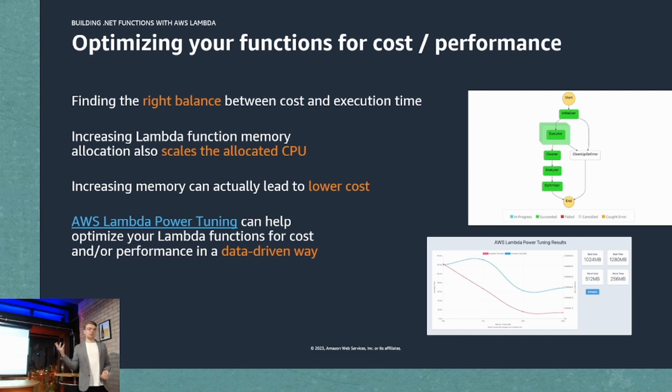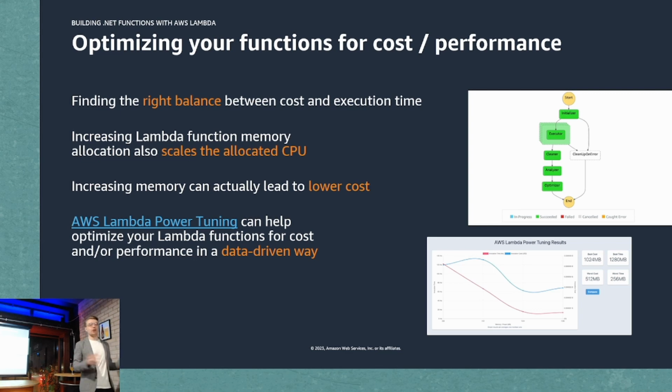And what Power Tuning will actually do is it will run your Lambda function over and over again using a set of different memory configurations. And then it'll give you a really nice looking graph that you can almost see down at the bottom there that will give you both the best price and the best performance and the optimal combination of both. And this can actually give you some really interesting results.